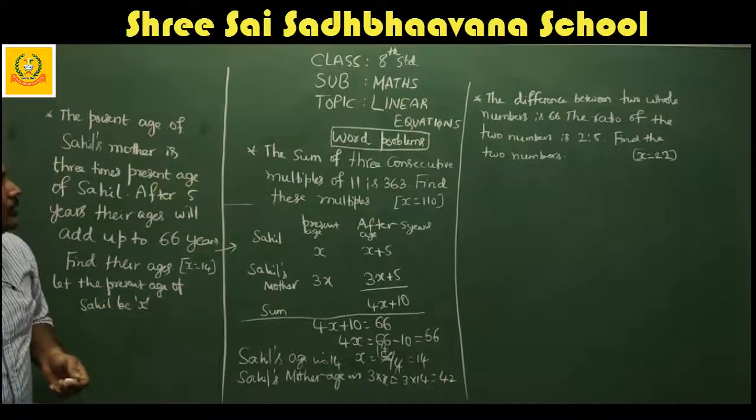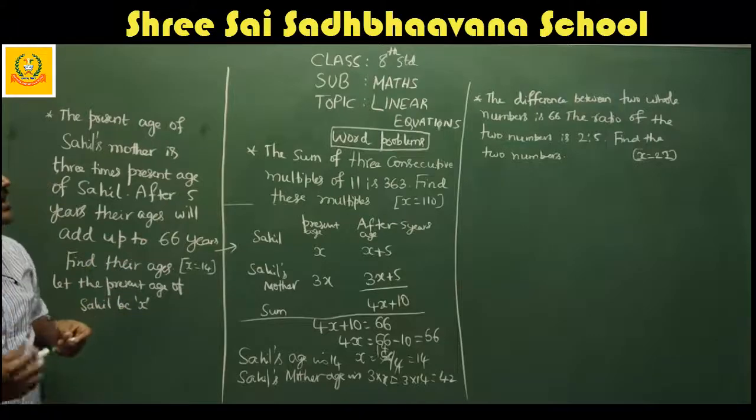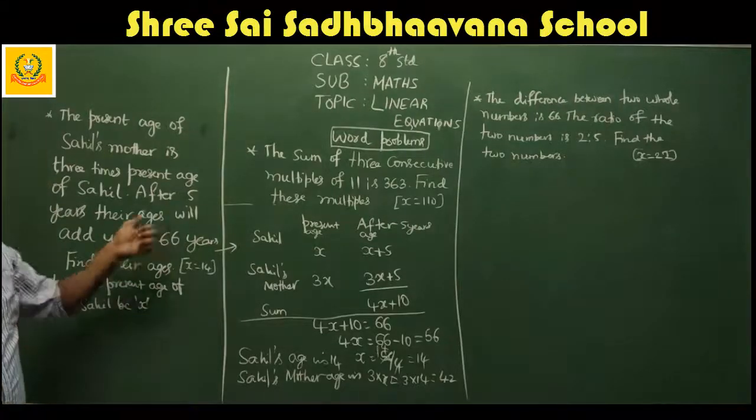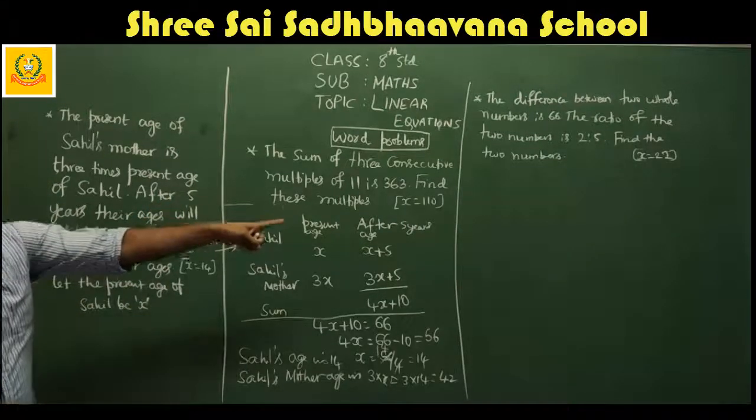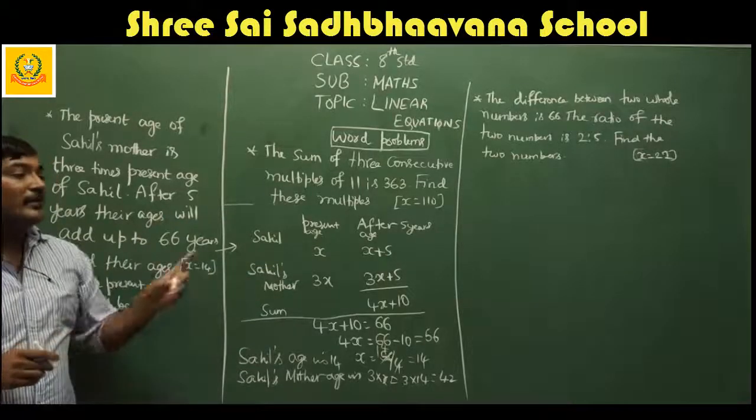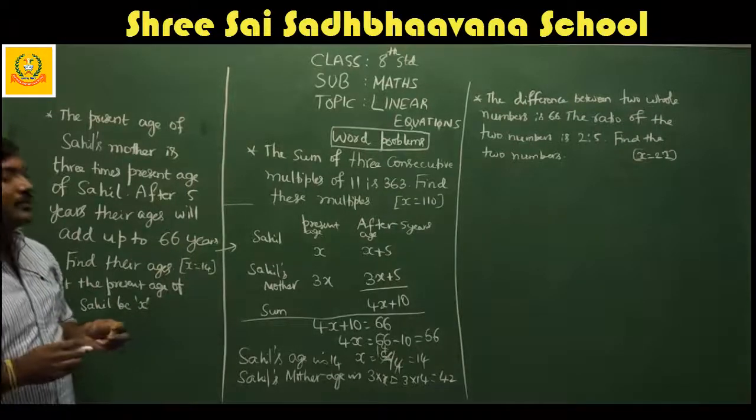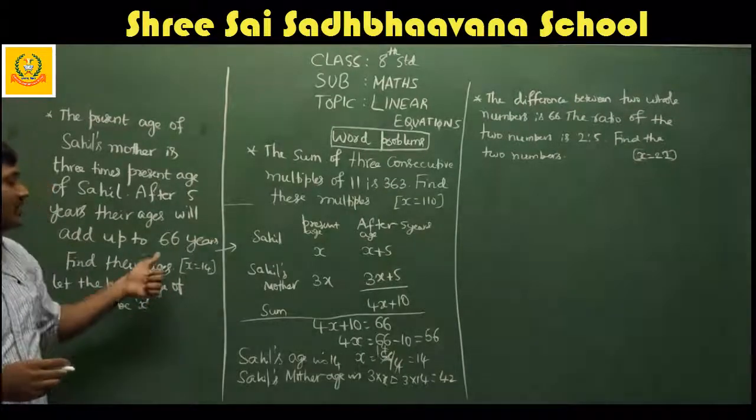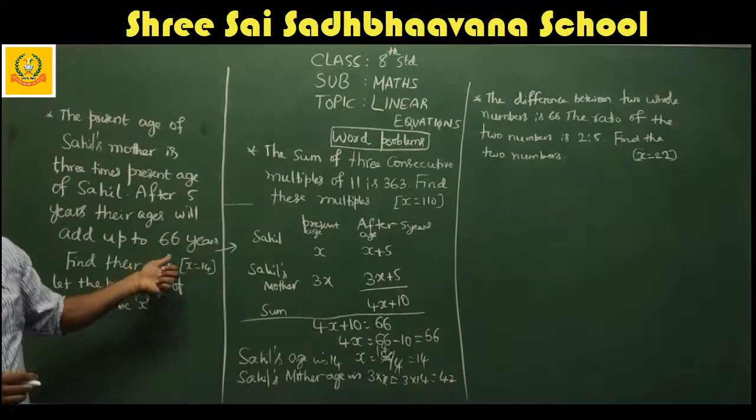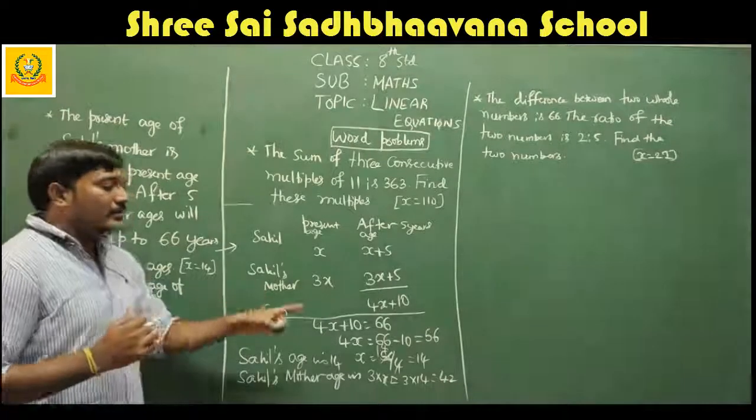One more condition is given: after 5 years, the ages will add up to 66. Remember, you have to take the ages after 5 years. So x plus 5 plus 3x plus 5: x plus 3x is 4x, and 5 plus 5 is 10. So 4x plus 10 is equal to 66, as they have given. So we got a linear equation here.